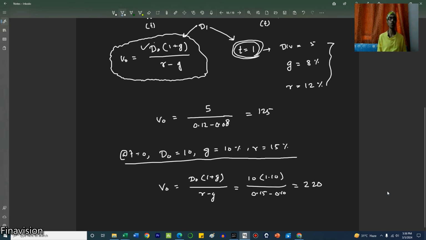So in exams, this nuance can be there. It's a very simple nuance if you pay attention to it, but it may happen that you just remember the formula and forget about this t is equal to 1 and t is equal to 0 business, and you multiply the dividend at t1 by the growth rate, and the answer will be wrong. So just take care of that.